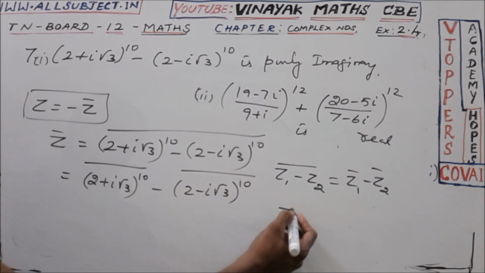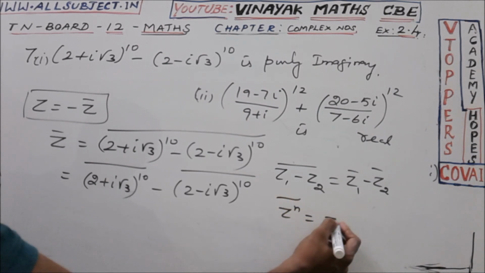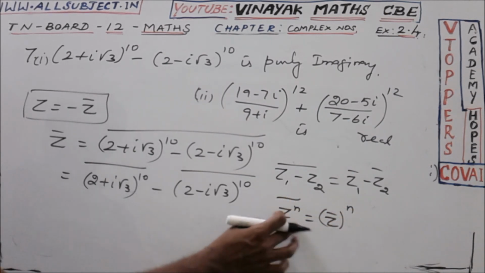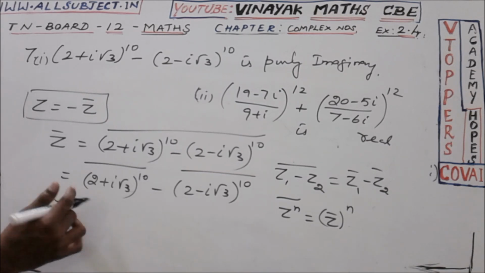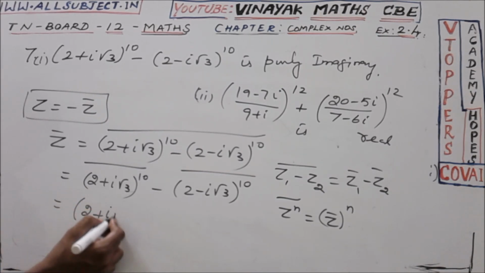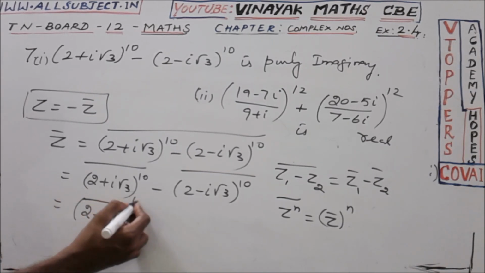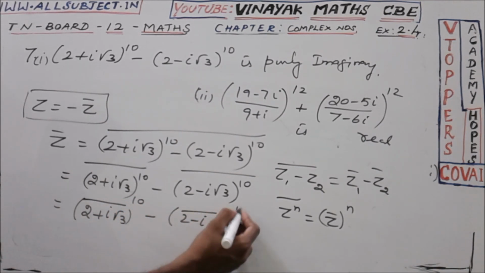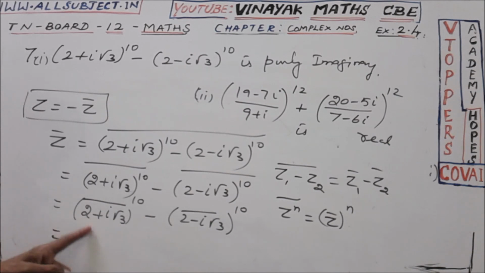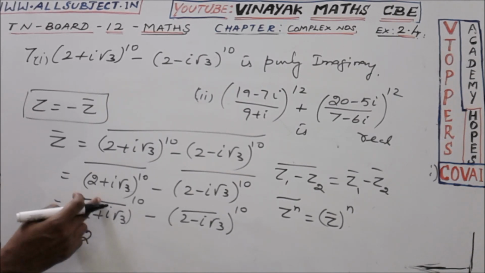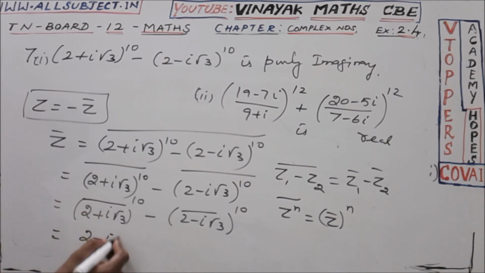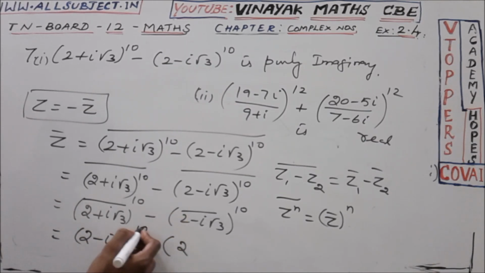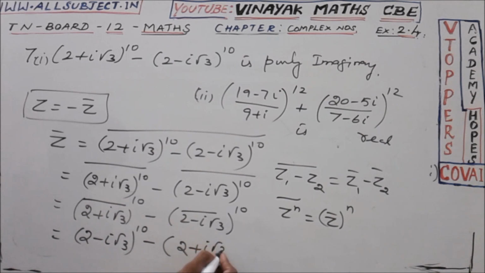Now we have another property, (z power n) whole bar equal to (z bar) whole power n. By using this property, we can interchange this as (2 plus i root 3) whole bar power 10 minus (2 minus i root 3) whole bar power 10. Now the conjugate of this one is (2 minus i root 3) whole power 10 minus (2 plus i root 3) whole power 10.